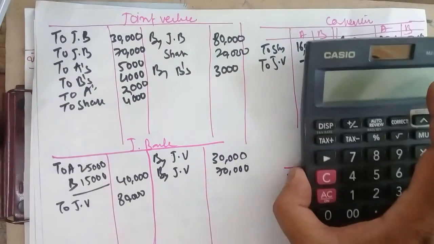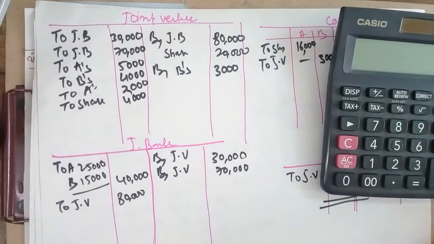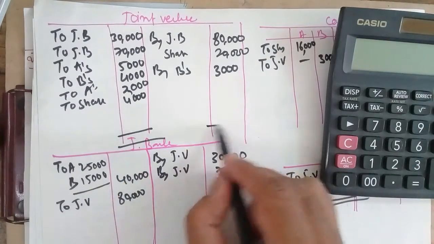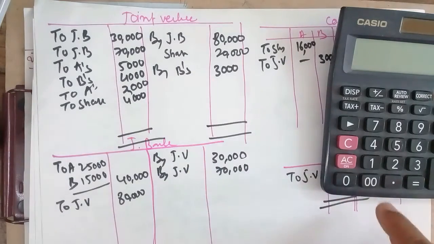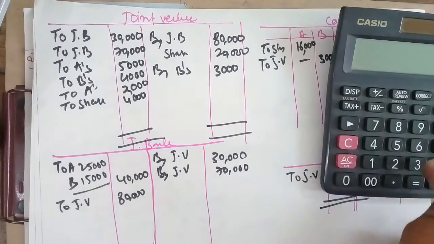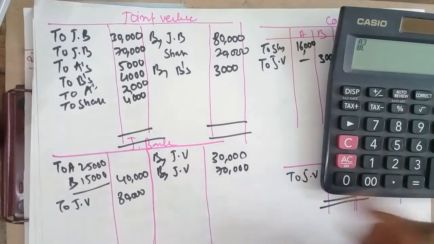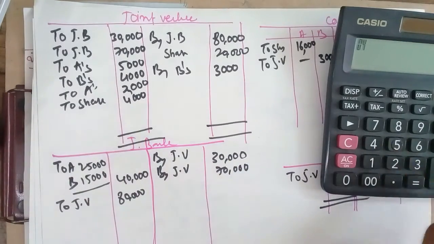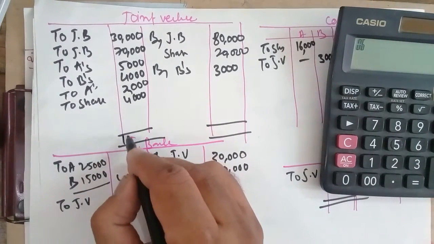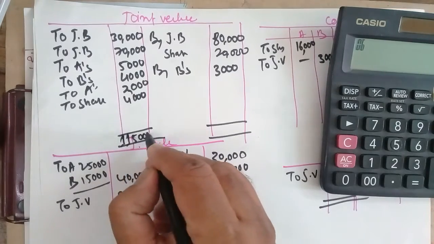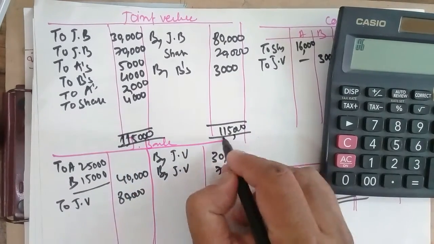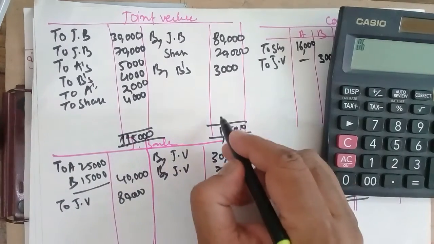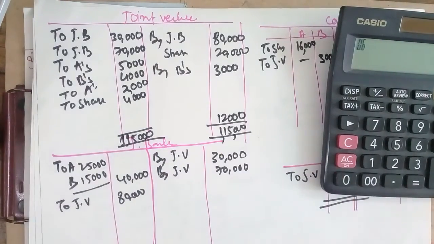Now we will close the accounts. Which account should be closed first? Always the joint venture account should be closed. So how much total are we getting? We will calculate this total first. 30 plus 70 plus 5 plus 4 plus 2 plus 4. So we are getting 1,15,000 here, 1,03,000 there. Therefore we are incurring a loss. Debit total is more, credit is less. 1,03,000 against 1,15,000 means 12,000 loss we are incurring.